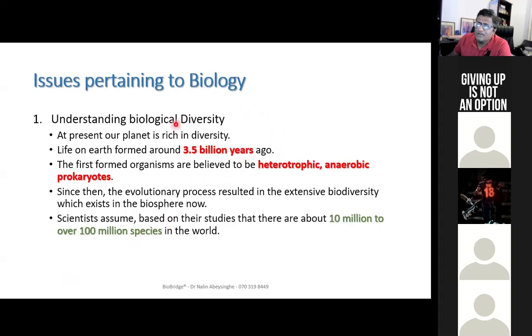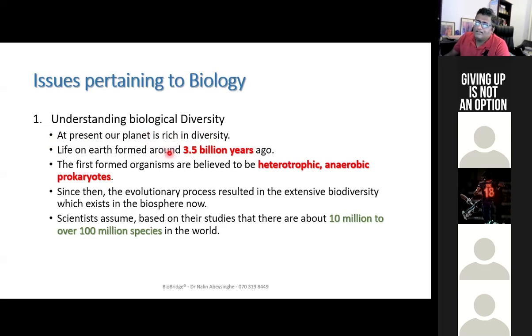You have to learn this number by heart. Various texts and information on the web will tell you various numbers of years. But for all of you sitting for GCE A-Level Biology 2027, you have to have this number registered in your brain. So it's 3.5 billion years old. That is when life on Earth formed.